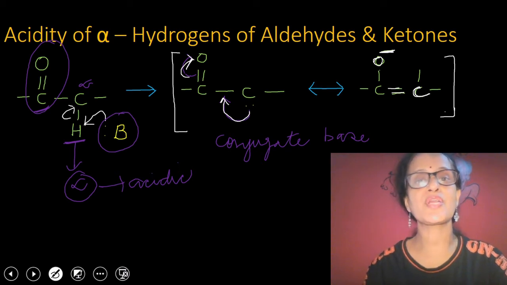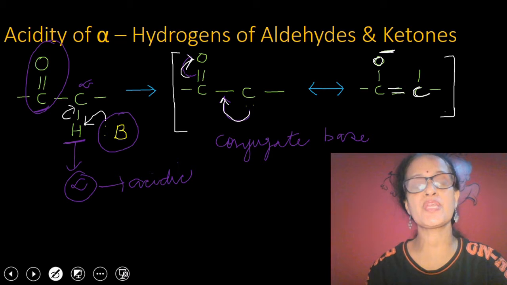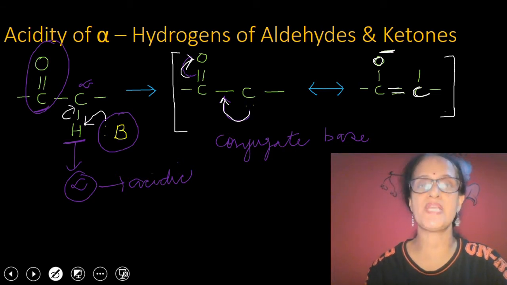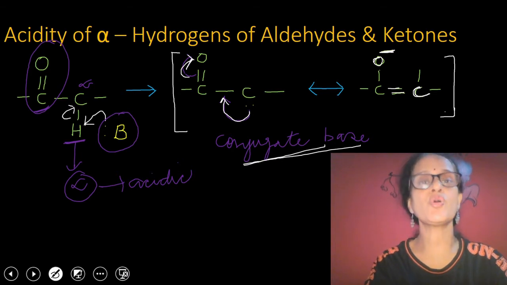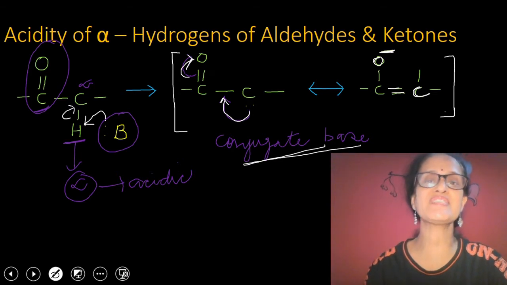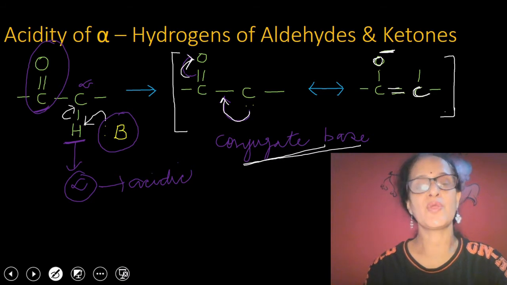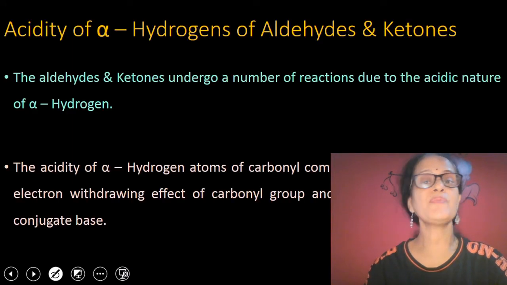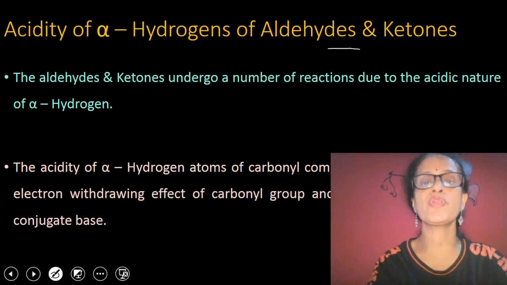So now we can conclude that alpha hydrogen atom of carbonyl compounds are acidic in nature. They are acidic in nature because of the strong electron withdrawing effect of carbonyl group, which favors the loss of hydrogen as a proton on the approach of a base, resulting in the formation of a conjugate base. And once a conjugate base is formed, it is further stabilized by resonance. I hope it is clear to you. So whatever points I have explained to you just now are written here in this slide for your convenience.